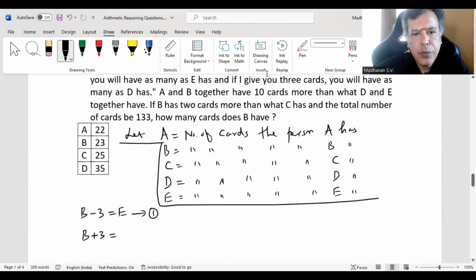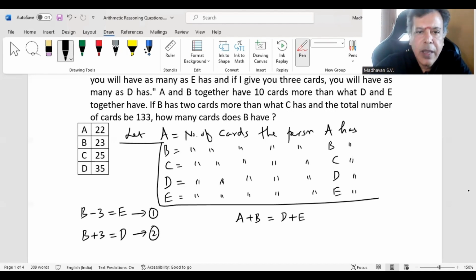Then if I give you 3 cards, meaning A is giving B 3 cards, the number of cards increases by 3, and you will have as many as D has, meaning it is equated to D. Now, A and B together have 10 cards more than what D and E together have. Means D and E together will be D plus E. A and B together have 10 cards more than this, so I will have to put 10 here.